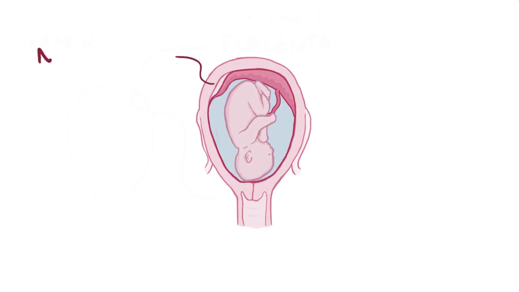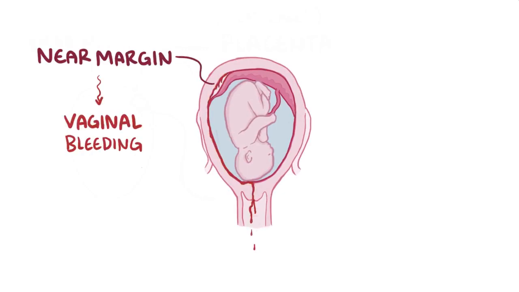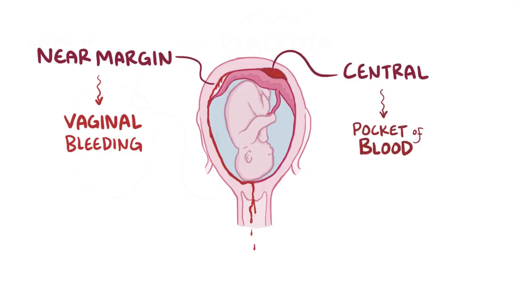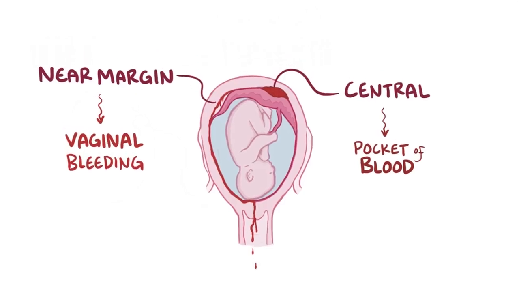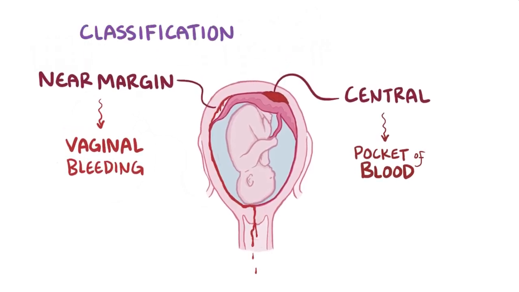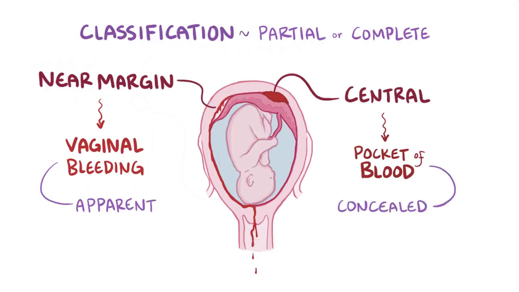If the separation's near the margin of the placenta, it can cause vaginal bleeding. But if the separation's more central, there might be a pocket of blood that stays concealed within the decidua basalis and the uterine wall. Placental abruption can be classified as either partial or complete, depending on the degree of separation from the uterine wall, as well as apparent or concealed, depending on whether vaginal bleeding's seen or not.